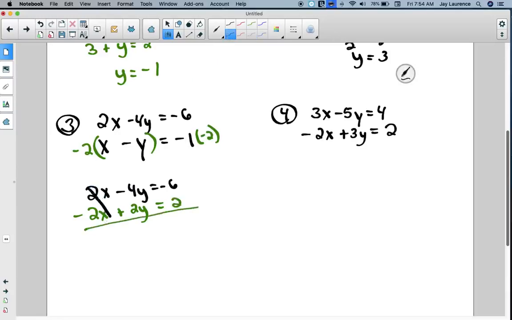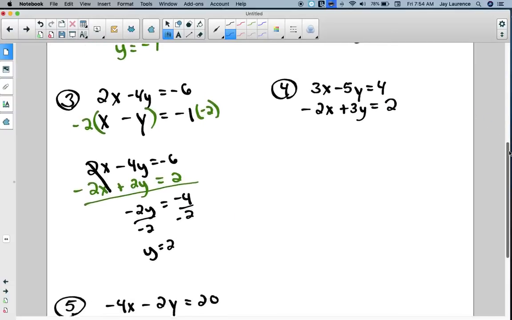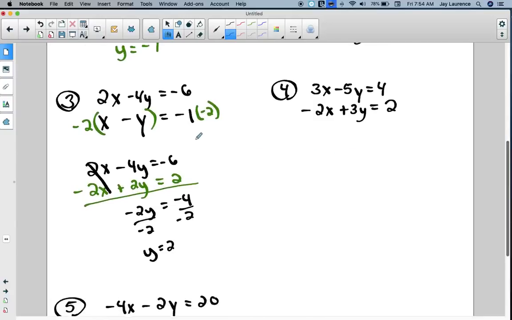These will cancel. I'll get -2y equals -4. Dividing by -2 will tell me that y equals 2. Well, now I've got to go looking for x. So I think I will use that first equation.